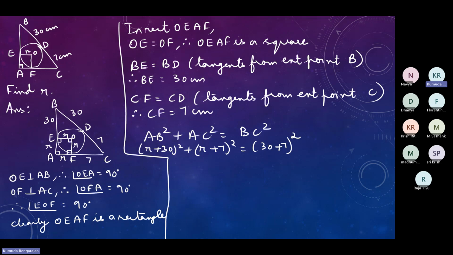So you can prove that OEAF is a square because it's a rectangle, and in a rectangle, adjacent sides are equal. Adjacent sides OE and OF, they're equal. In a rectangle, when adjacent sides are equal, it's a square.